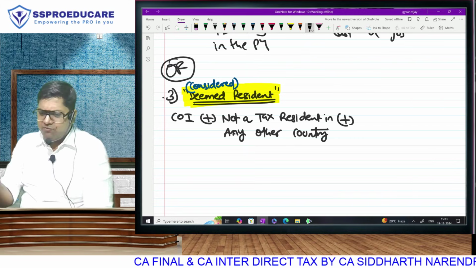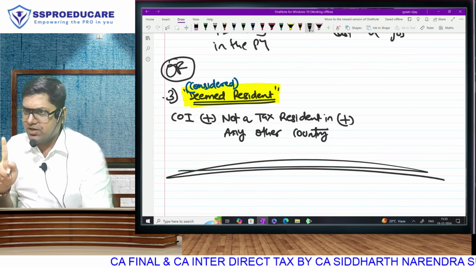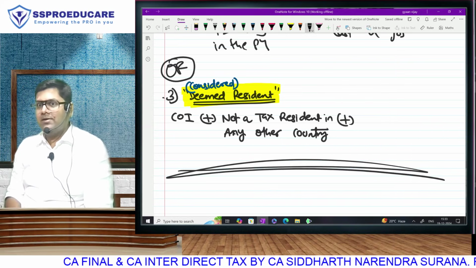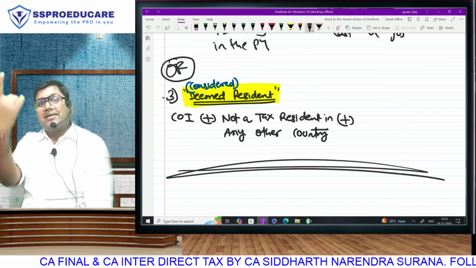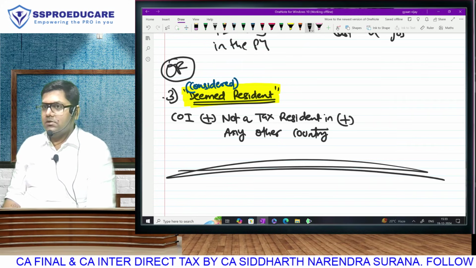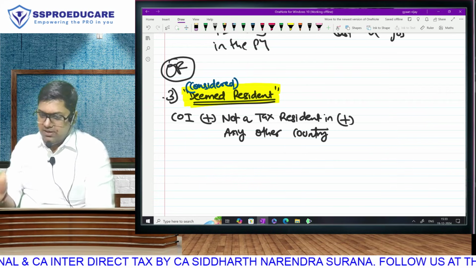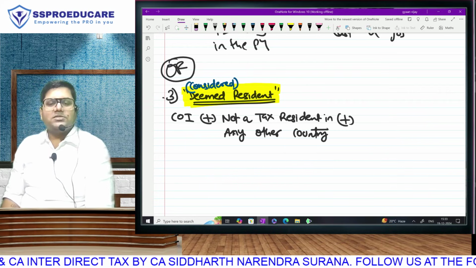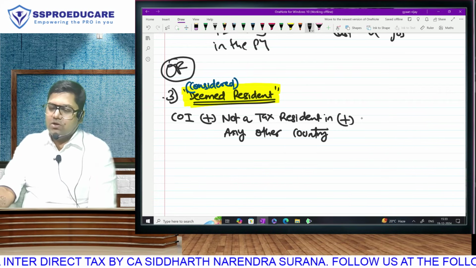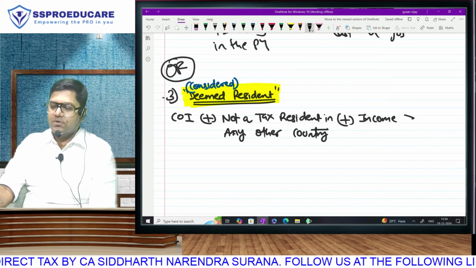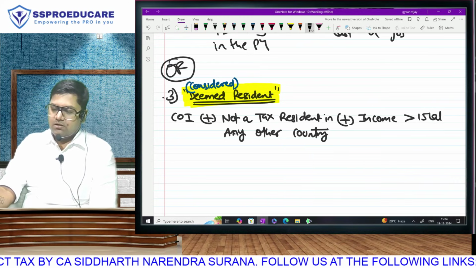What are we doing? You have not come to India on a single day. Can you clearly see that? In fact, not come to India in the last 10 years. But you still remain an Indian citizen. And that country is a tax haven. So are we making you a resident with this third condition? Yes, but don't worry. We will do this only and only if your income exceeds 15 lakhs.